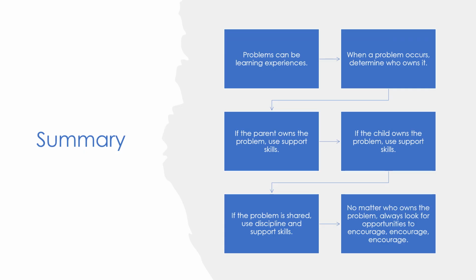So, to summarize what we learned about these problems: one, the problems can be learning experiences. And when a problem occurs, we have to determine who owns it. If the parent owns the problem, we need to use discipline skills. If the child owns the problem, we use support skills. And if the problem is shared, we use discipline and support skills. But it doesn't matter who owns the problem, we're always looking for opportunities to encourage.